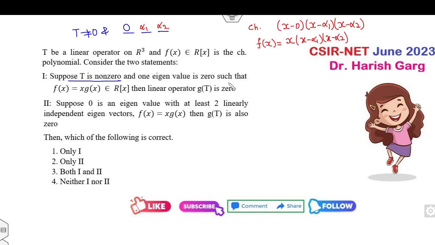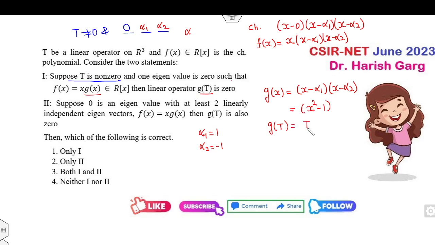So then g of x is such that x times g of x is f. Can you find the value of g of x? It will be x minus alpha 1, x minus alpha 2. Then g of T is also 0. But what about alpha 1? It can be any number. So let's choose alpha 1 is 1, alpha 2 is minus 1. Fine. So this will be x square minus 1. So g of T will be T square minus identity.